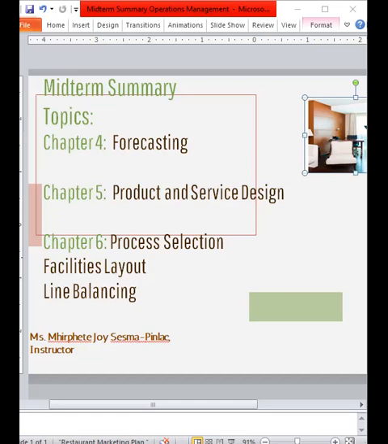Process selection refers to the way production of goods or services is organized.